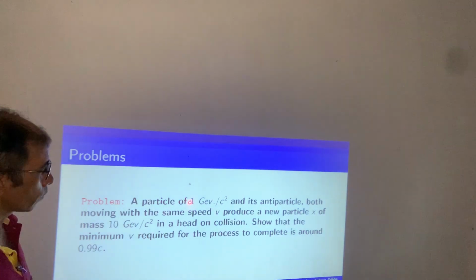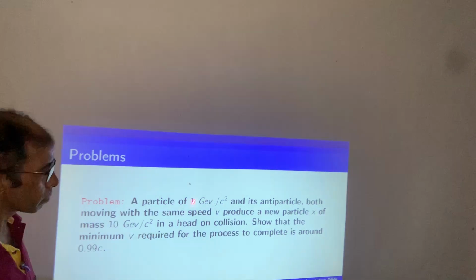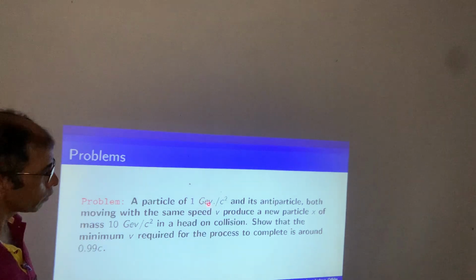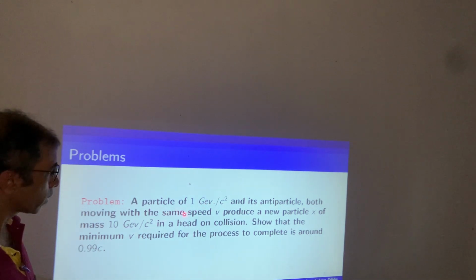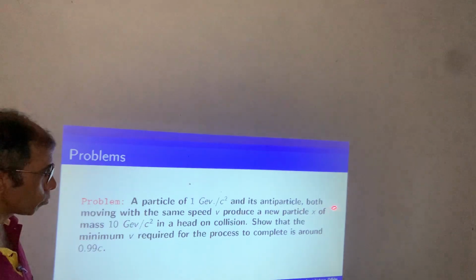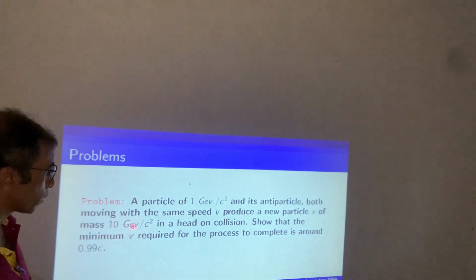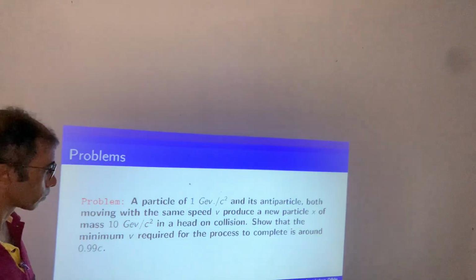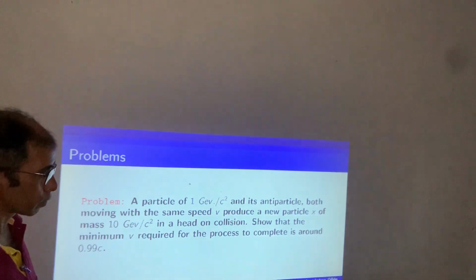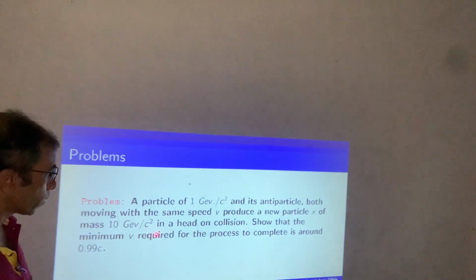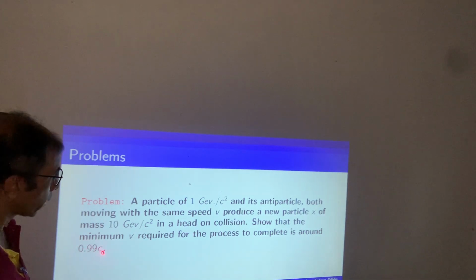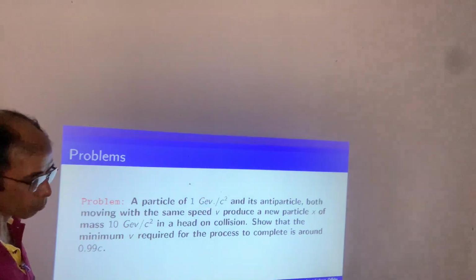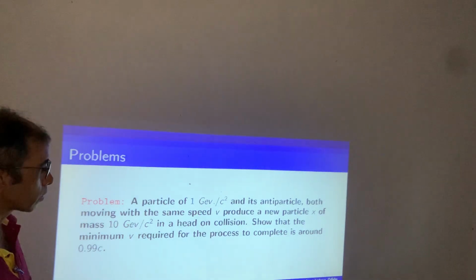So here a particle of mass 1 GeV per c square, and its antiparticle, both move with the same speed v, and produce a new particle x of mass 10 GeV per c square in a head-on collision. Show that the minimum v required for the process to complete is 0.9 c. So this is the minimum velocity that is required to complete this process.